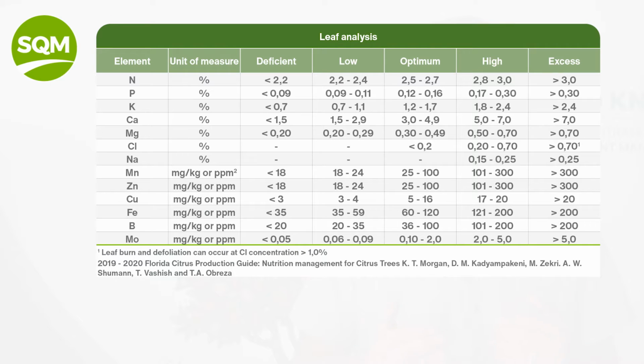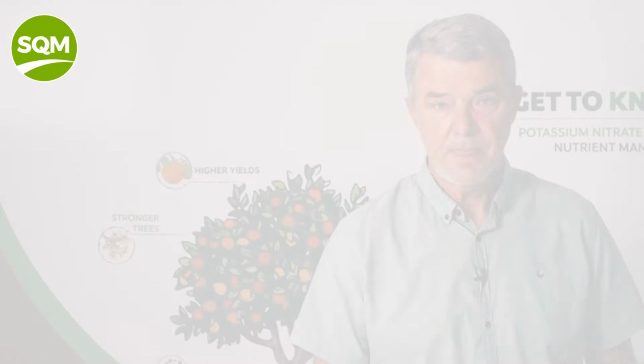The result you get back, you need to compare with the norms, because there are norms. You need to just be aware that in certain areas the norms might differ slightly, and for certain citrus types the norms might differ slightly. But it's a very useful tool, and it's something that you need to use.